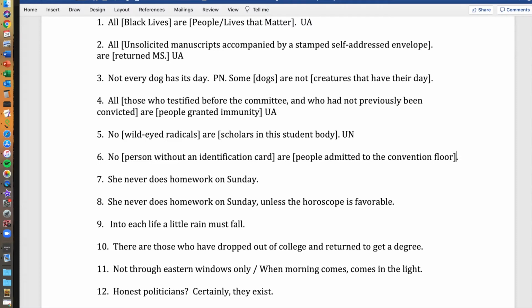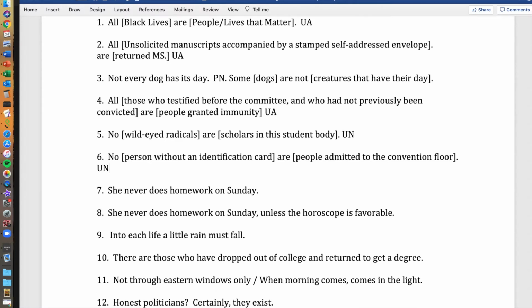Pretty obvious this is another universal negative statement because we begin with the word no already in the natural language statement, and that's the good clue. That's a universal negative. So no person without an identification card are people admitted to the convention floor. And again, you could convert this if you did it, no person admitted to the convention floor are people without an identification card, then that's fine too.